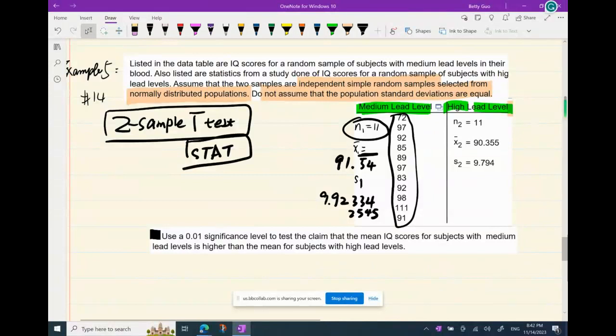Now we go to stat. I'm going to press second mode first and then go to stat. Tests, 2-SampTTest. And x1 bar is 91.54, 54. I keep it as precise as possible. And my standard deviation for the first sample is 9.9233425.